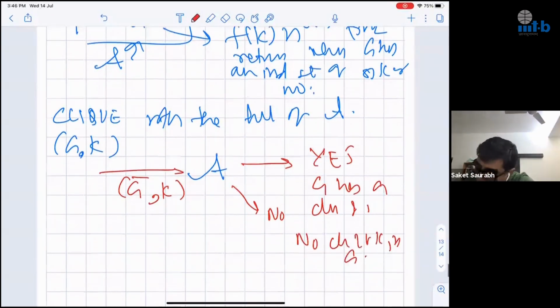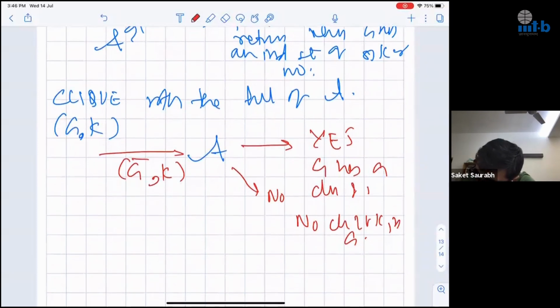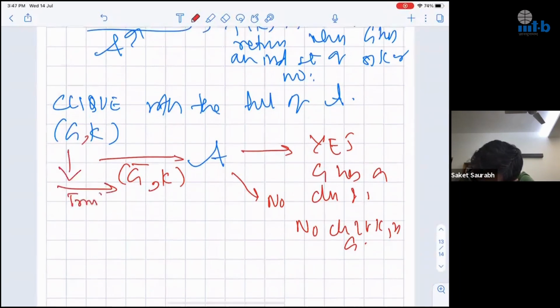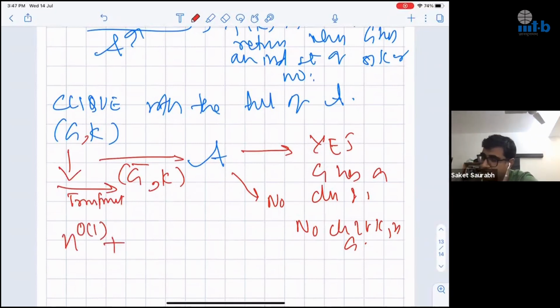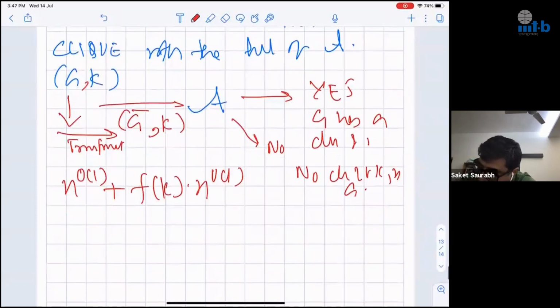So how much time did we take for the algorithm? Given an input G, k, we first made this transformation. This transformation took time n to the power big O of 1, because all we did was take G. And then on this transformed instance, we ran the algorithm A, which took time f of k times n to the power big O of 1. Excellent. Done.